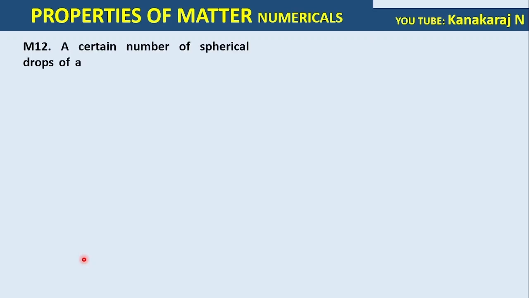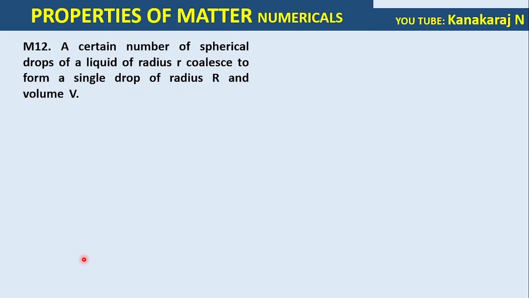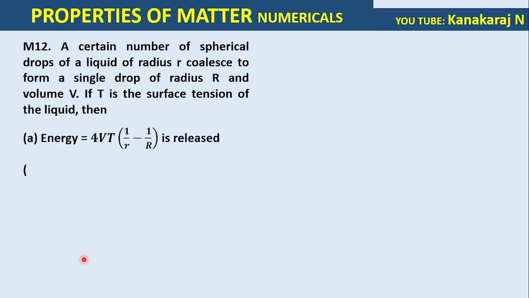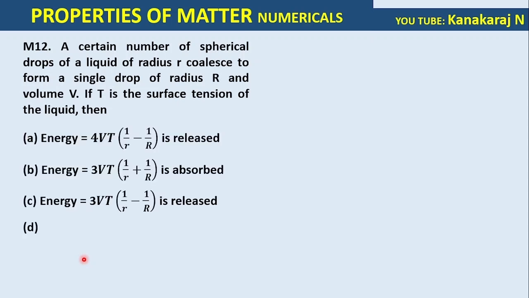A certain number of spherical drops of a liquid of radius small r coalesces to form a single drop of radius capital R and volume V. If T is the surface tension of the liquid, then four options are given. We have to find the right one.